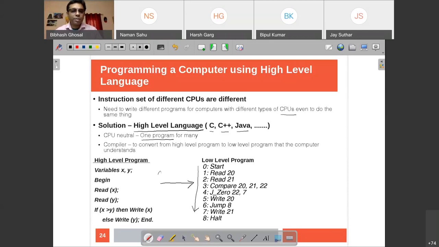So there must be some kind of a translation that needs to be done. And the translation is called compilation. The tool that does this is called the compiler. So this is responsible for converting a high-level program to a low-level program. Low-level program means the program that the computer understands.